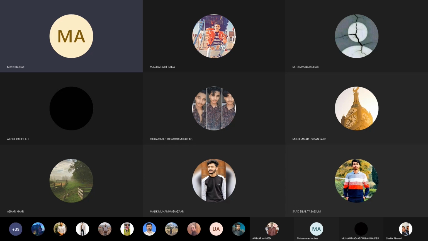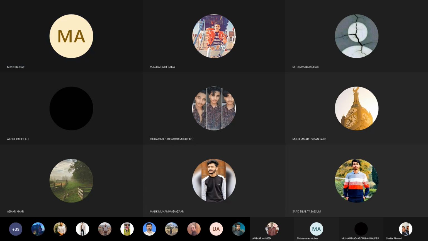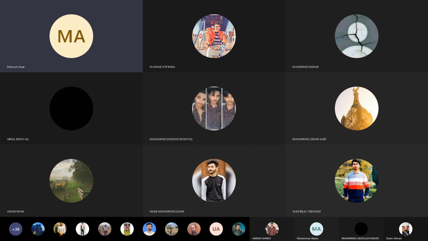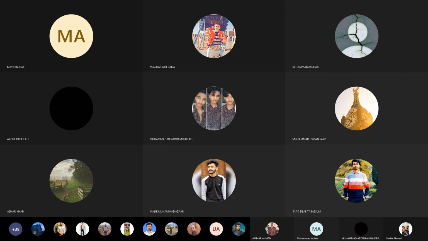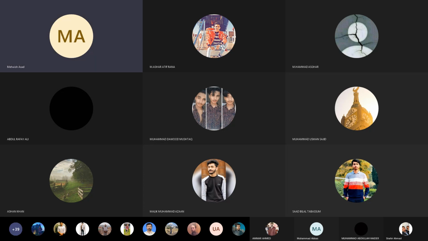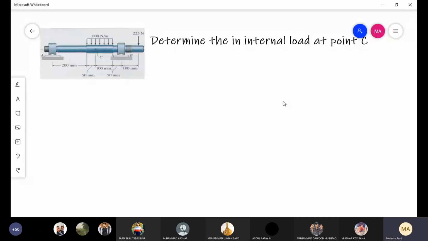So this is the beam and we have to find out the internal loadings at point. Ma'am, the whiteboard is not showing. What should I say? Is it showing now? Yes ma'am.